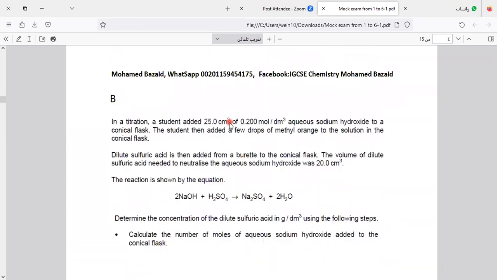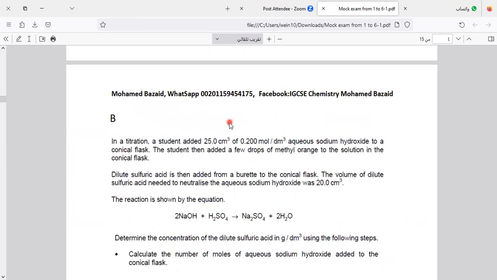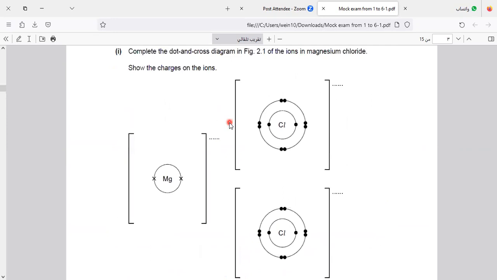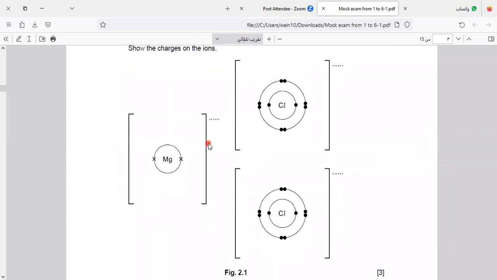This is a bond. Where is it? This one. Yes. This is a bond between magnesium and chlorine. You know, chlorine is 17, it will be 2, 8, 7. So here, there's another shell. I have to draw another one here.